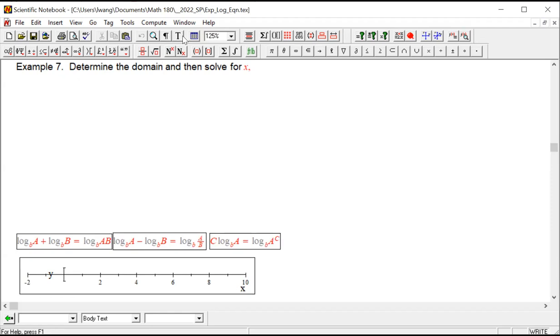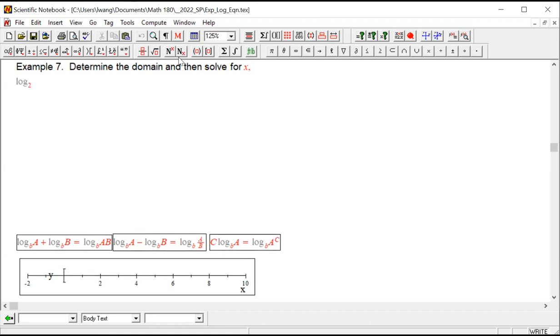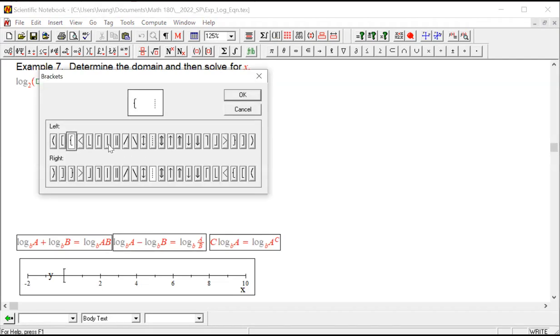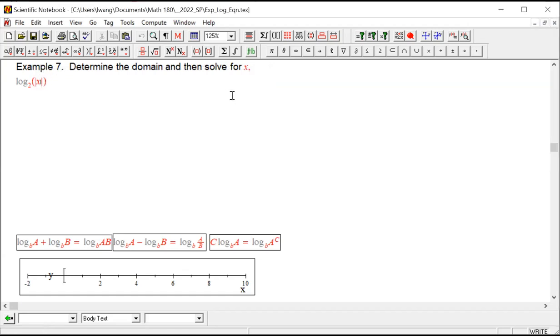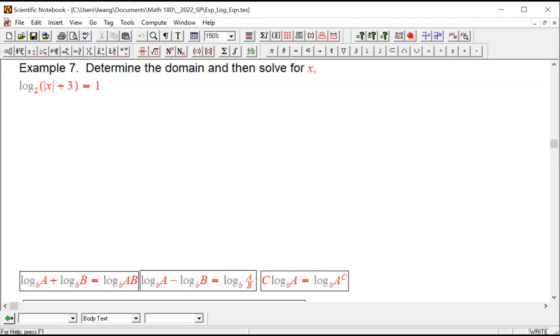So we have log base 2 of the absolute value of x plus 3 equals 1. Okay, domain, let's look at the domain.